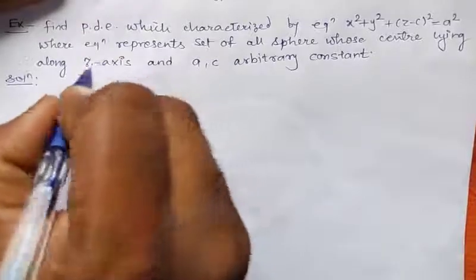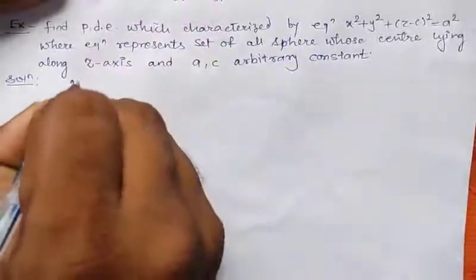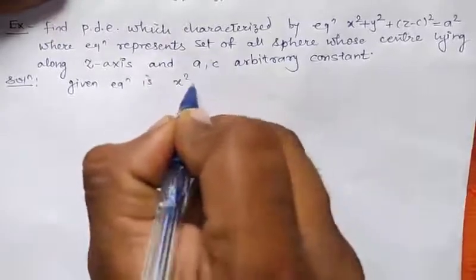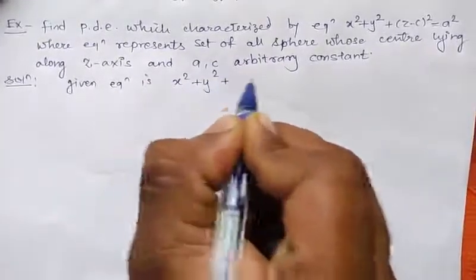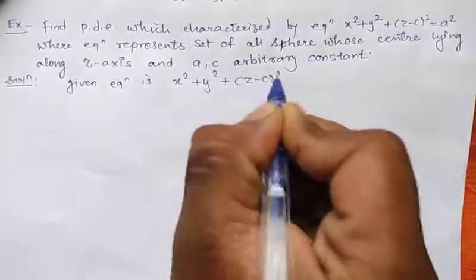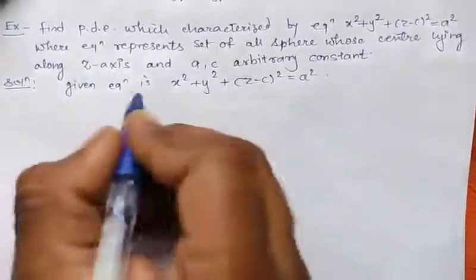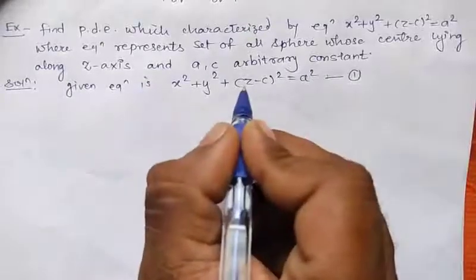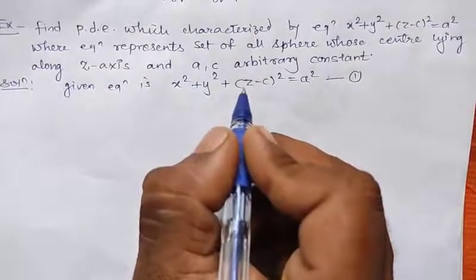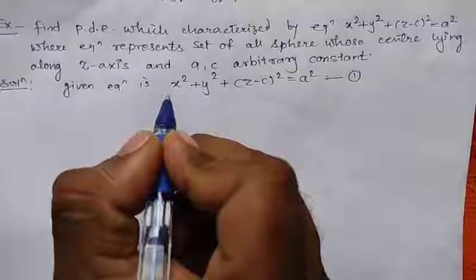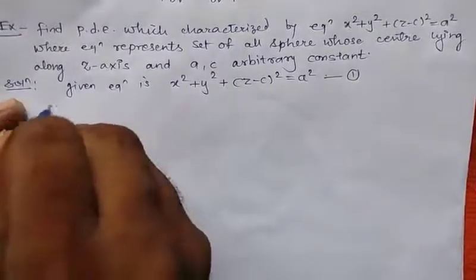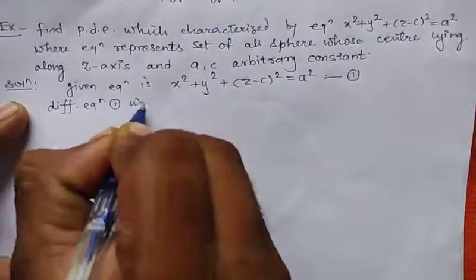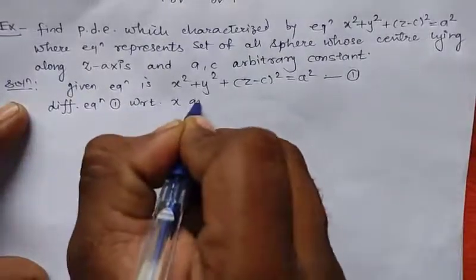Now here our equation is x square plus y square plus (z minus c) whole square is equal to a square. Now this is called equation 1. Now we differentiate this equation with respect to x and y. So differentiating equation 1 with respect to x and y.